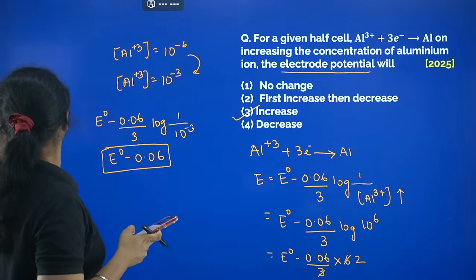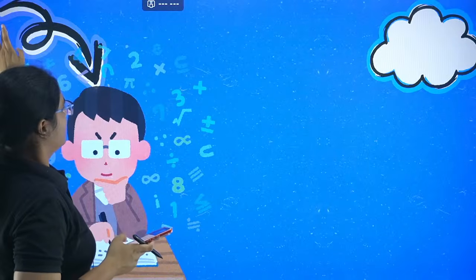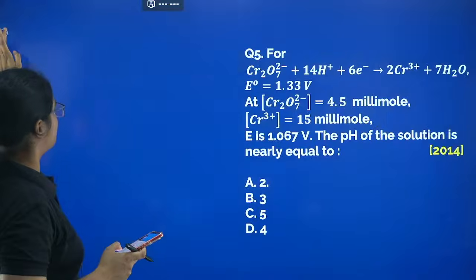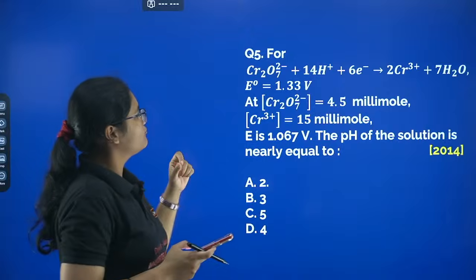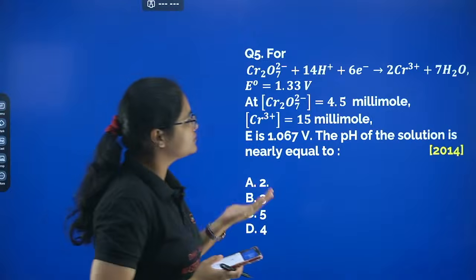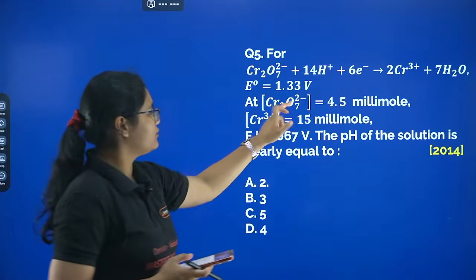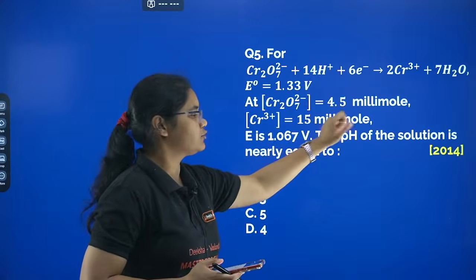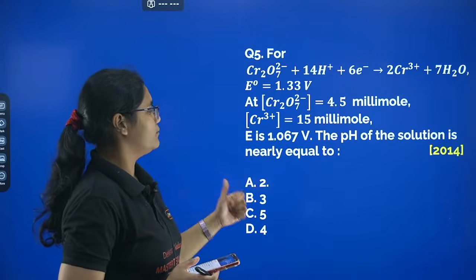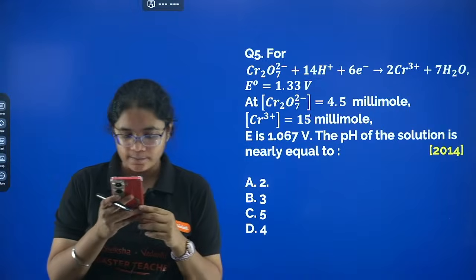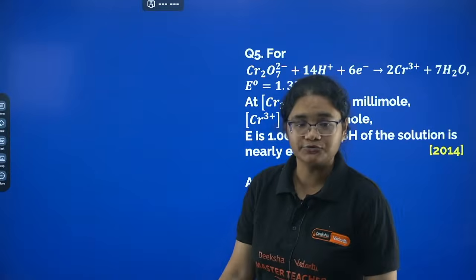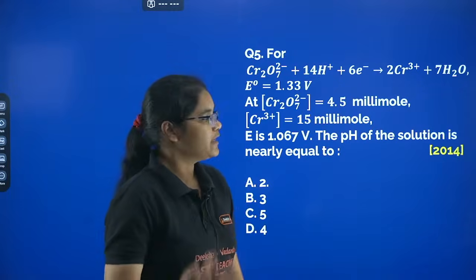Okay, let's move to the next question. That is from the topic Nernst equation. Okay, all of you know what is Nernst equation. So how to solve? Okay, this question is there. For Cr2O7 2- plus 14H+ plus 6 electrons gives 2 Cr3+ plus 7 H2O. E0 value is given, Cr2O7 2- concentration is given, Cr3+ concentration is given, E value is given to you. The pH of the solution is nearly equal to. So this question is a little bit on the tougher side. So please take your time, start solving it and then give me the correct answer. Okay, I'll also solve here.